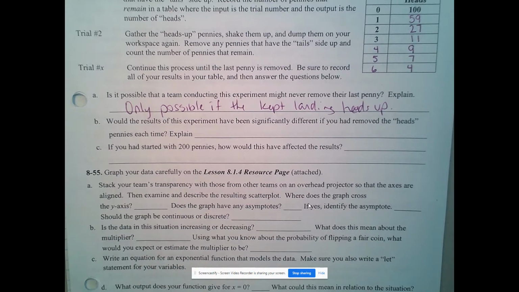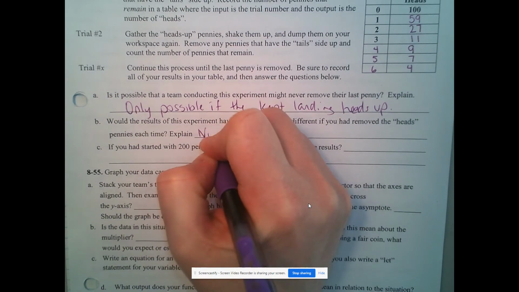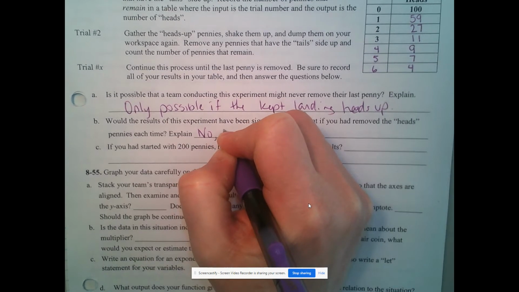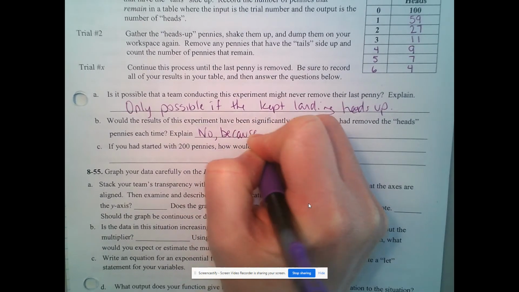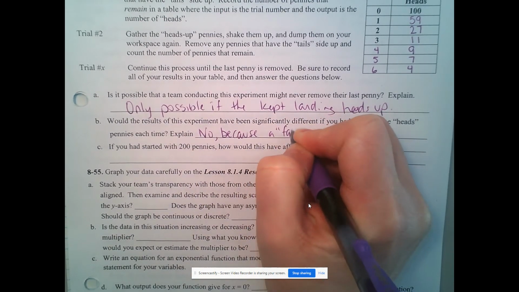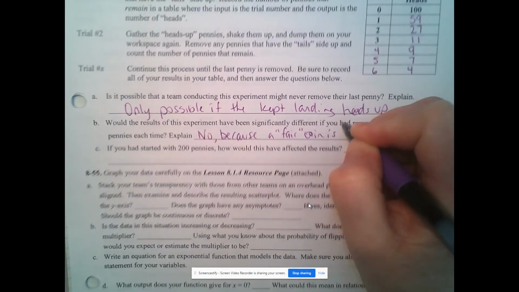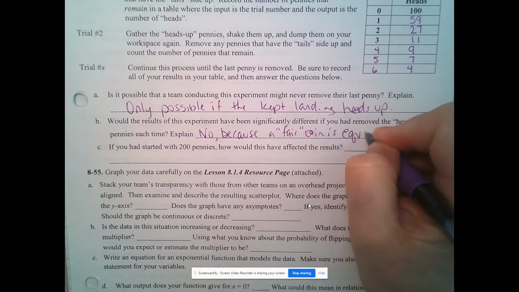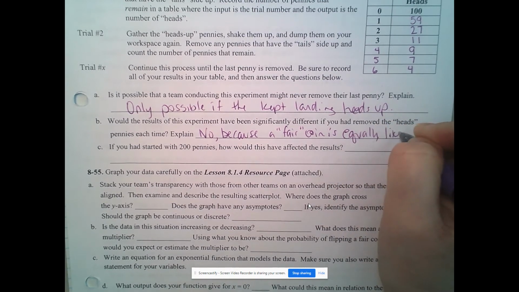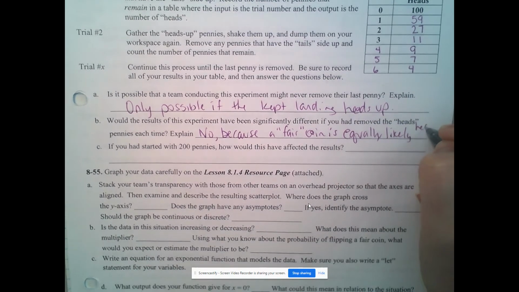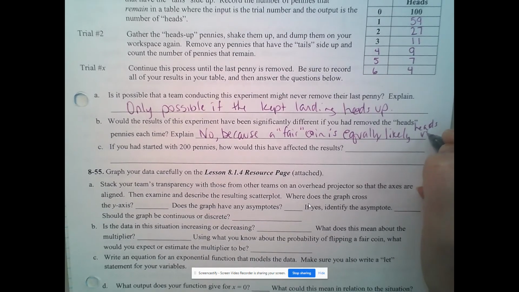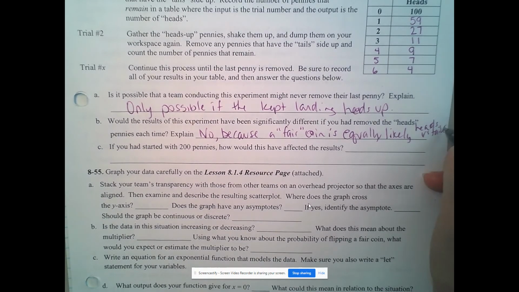Would the results of this experiment have been significantly different if you had removed the heads pennies instead of removing the tails? We would say no, it should not be statistically very different, because a fair coin is equally likely to land heads or tails. And we are assuming that we are using a fair coin.